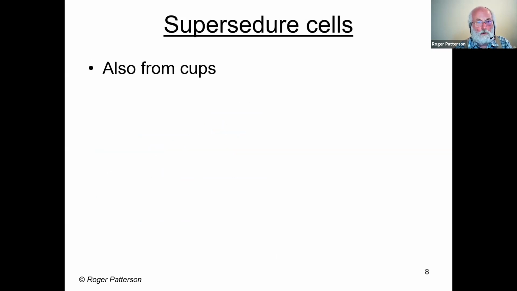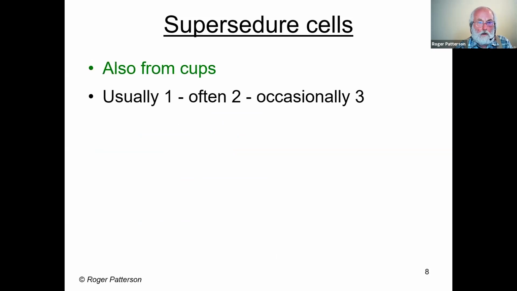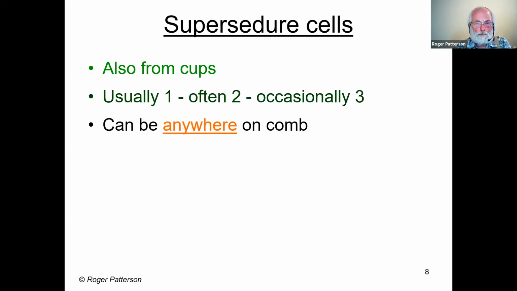Now, supersedure cells, they are also from cups, so the starting of them is exactly the same. Now, this is my saying, not anybody else's, but it's usually one, often two, occasionally three. And what I mean by that is there's more chance of there being one than there is three. So it's very small numbers. They, again, can be anywhere on the comb.